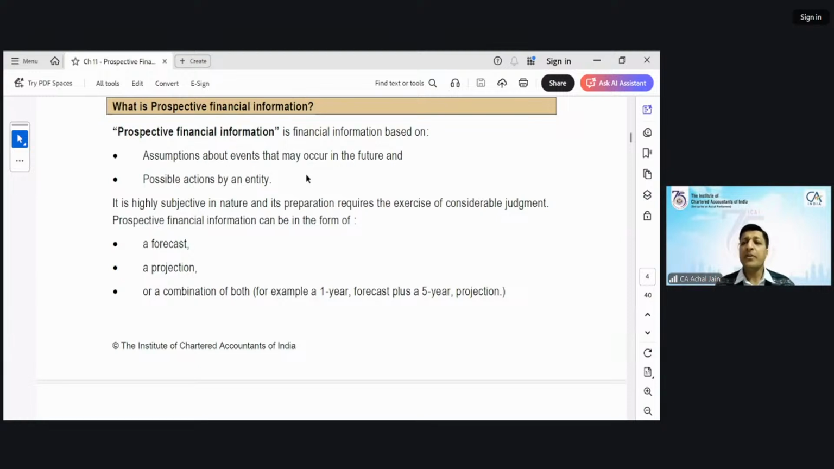If you are talking about prospective financial information, something which is going to be there in future, what does it mean? It means we do not have the actual numbers in place. We are not talking about actual numbers right now. So in a way, the numbers or information we are talking about is something that we'll have to estimate, right?